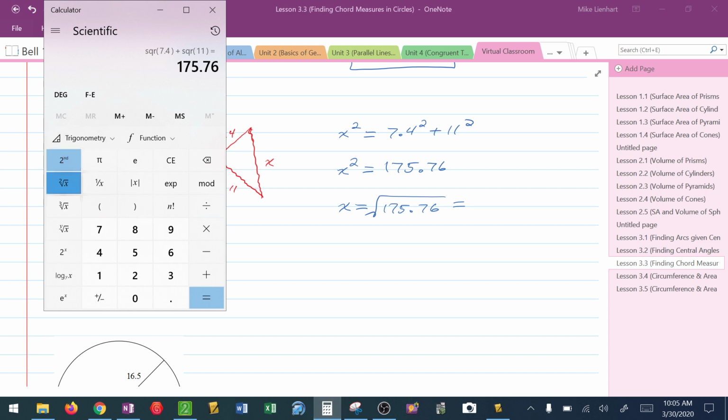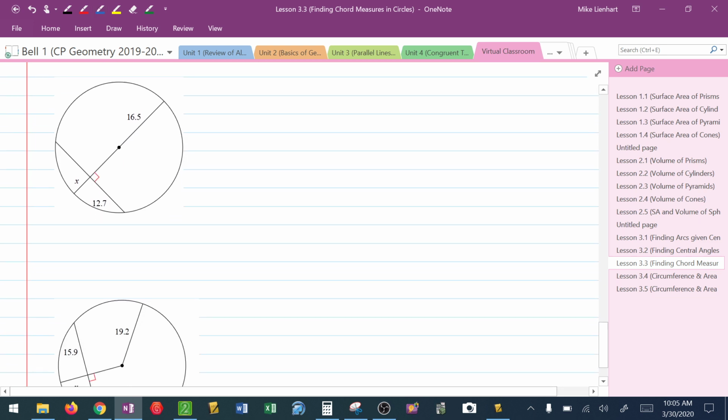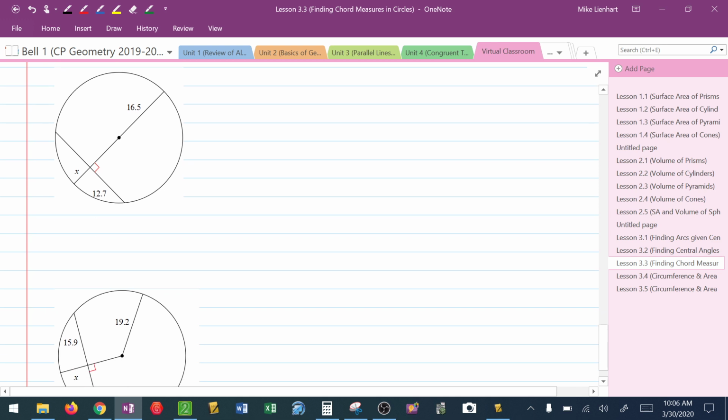Square root of 175.76 would be 13 point. That 2 has to become a 3 because of the 5. So 13.3. All right, let's try one. We got two more like this. All right, let's take a look at this one now.